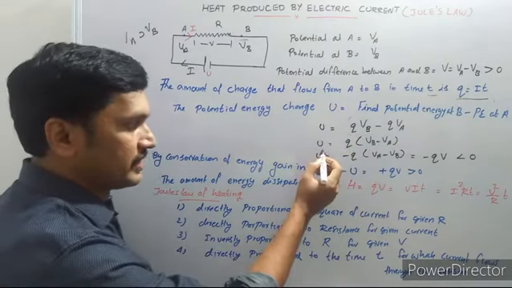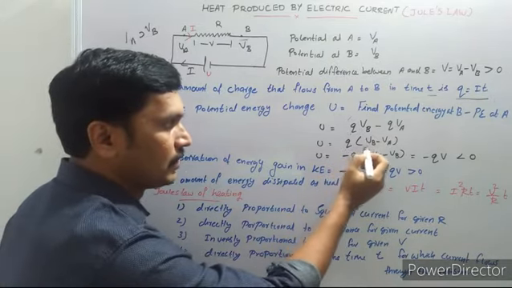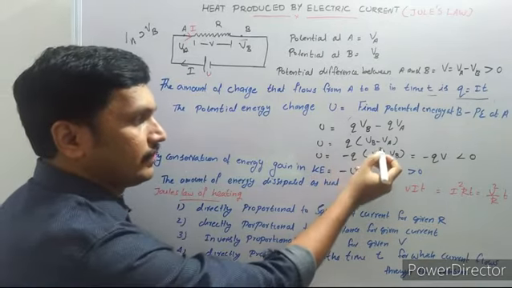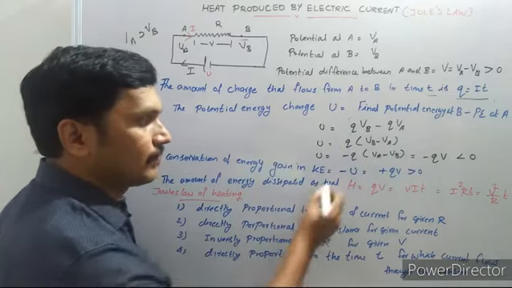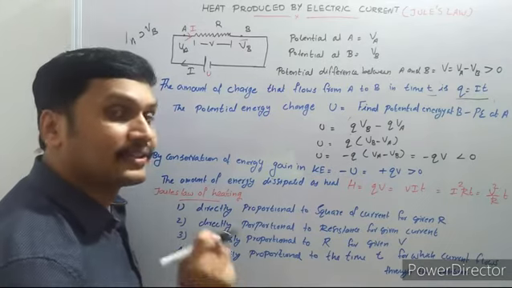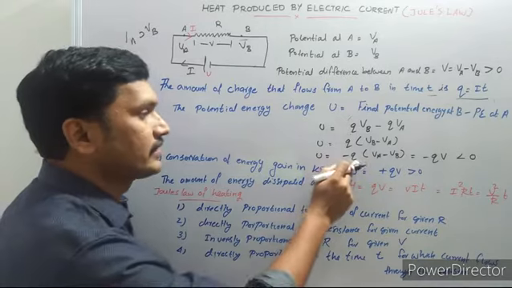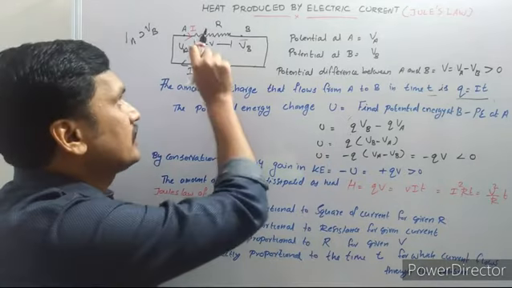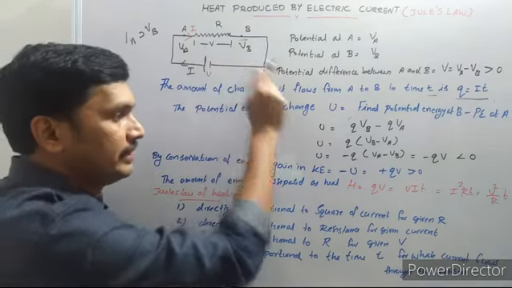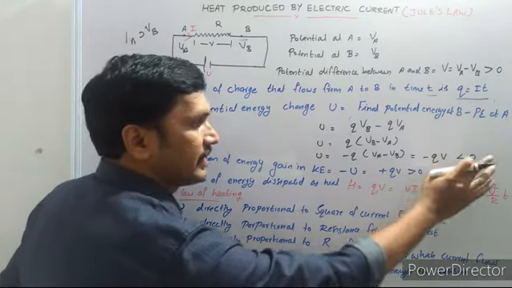You can write U is equal to Q into (VB minus VA), taking Q common outside. Taking the minus sign outside the bracket, we put minus Q into (VA minus VB). We want to show that the energy change is negative because there is a decrease in potential energy. So this term is negative. It shows that the potential energy of the charge decreases when the charge is moving from A to B. The value is minus, that is, the potential energy change is negative.